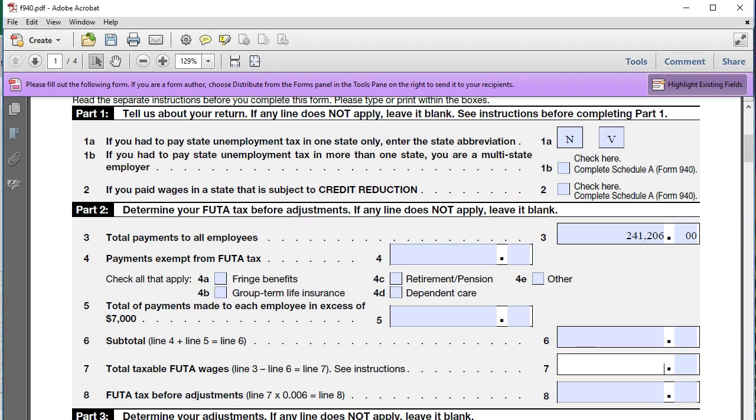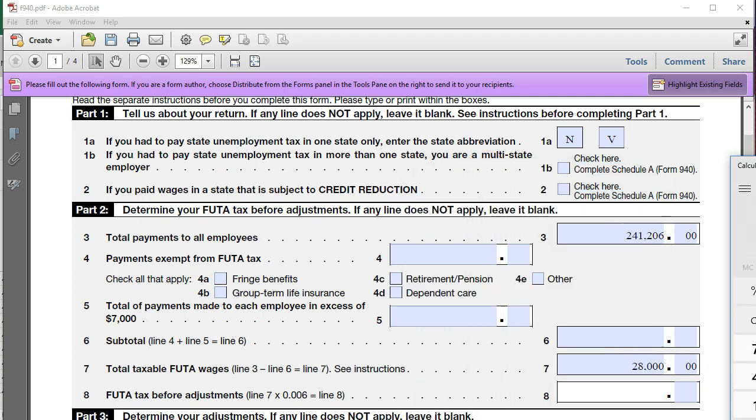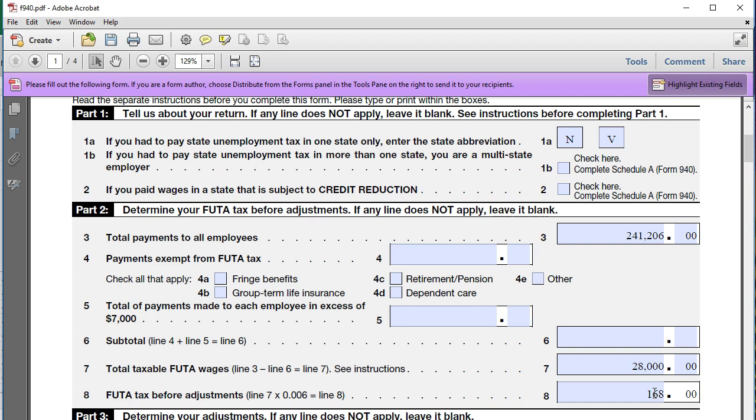So we already know those numbers. If we go back over here, we can say, well, I know this number is 28,000. Let's put a comma there, make it look nice. 28,000, and then we'll calculate it again. It says 28,000 times 0.006. Notice using that lower rate, the FUTA rate after SUTA taxes, if you've paid SUTA taxes, 0.006. That's the 168. So the tax is only 168. Notice how much lower it is than Social Security and Medicare and FIT, federal income tax.